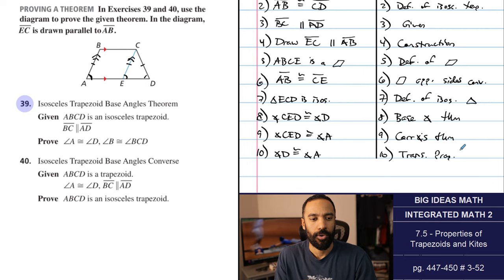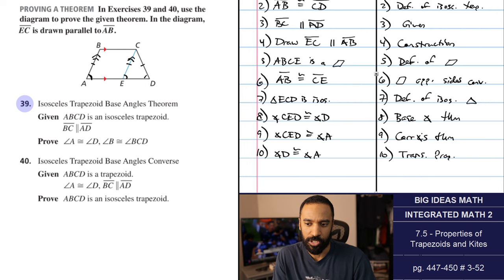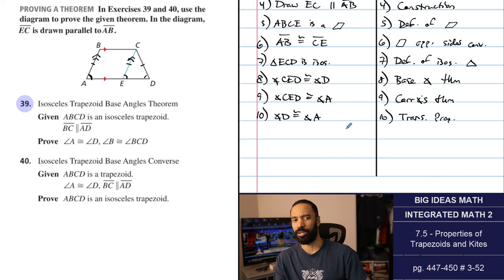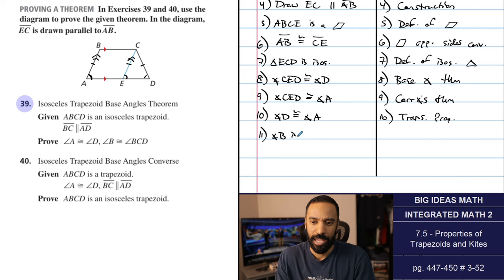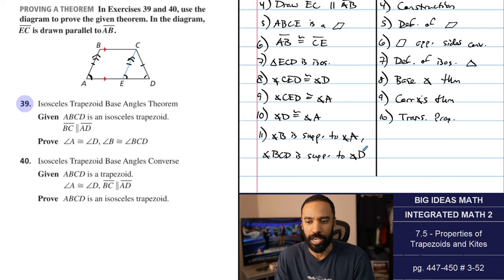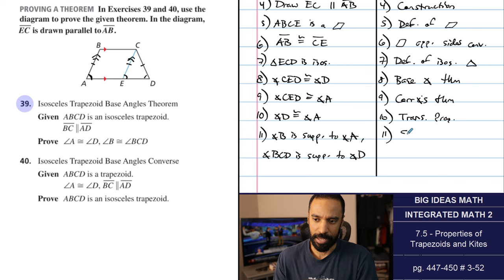Okay, now I need to just find a way to make mention of these other parts here. So we have supplementary angles based off the same side interior angles thing. So I can say angle B is supplementary to angle A. I'm just going to kind of do this in one step to angle A, and angle BCD is supplementary. I don't know if I need this part, because I can probably use the other bit of the property, but I can't guarantee that I can, so I won't. So, same side interior angle theorem. Also true of trapezoids. I don't know.